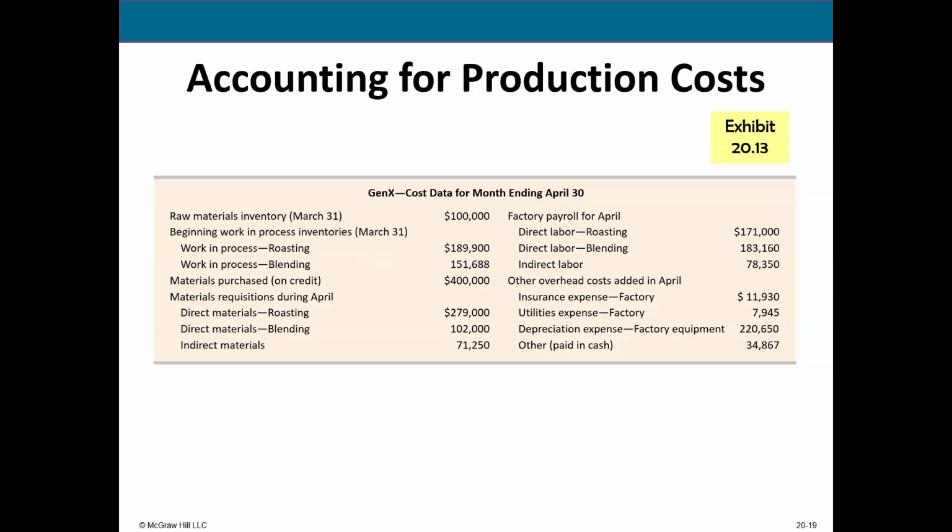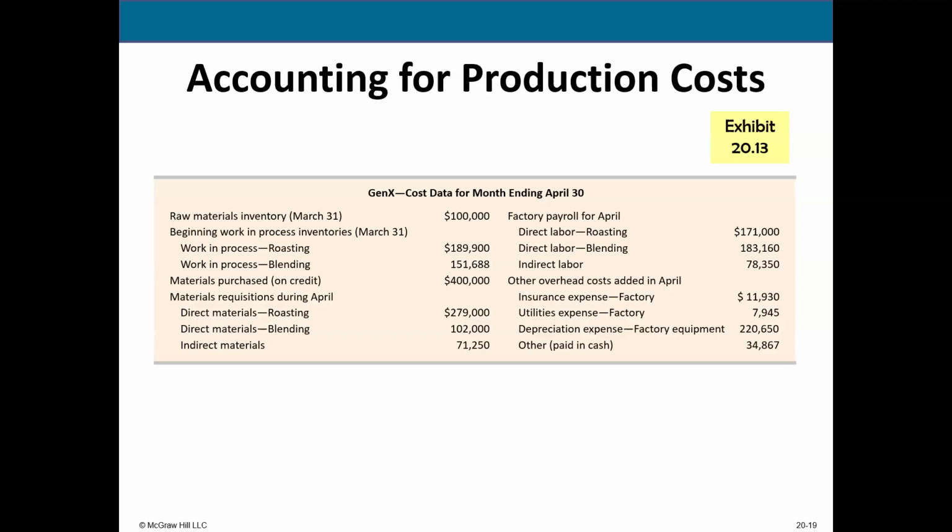So here we have our example. Here we have a company that is doing the roasting and the blending, the same data we have from before. Here we have some additional information. We have things like our beginning balances, purchases of materials, direct materials for each department, labor for each department, indirect labor, which is part of factory overhead, and then other factory overhead components like insurance, utilities, depreciation expense, and other stuff.